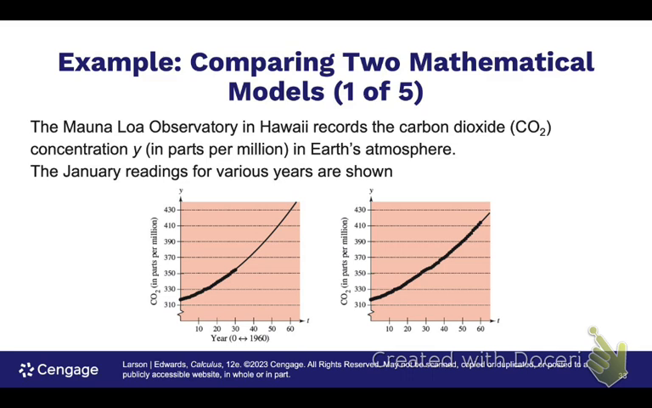That is really weird. Okay, at 30 years, we're at like 350, right? Did they just blow it up? No. And then I thought it was at two different places, but is it? No, it just says Hawaii. I'm confused. "Observatory in Hawaii records the carbon dioxide concentration in parts per million in the Earth's atmosphere. The January readings of various years are shown." Huh. Let's do the next one. Maybe they just weren't supposed to give us the other one.